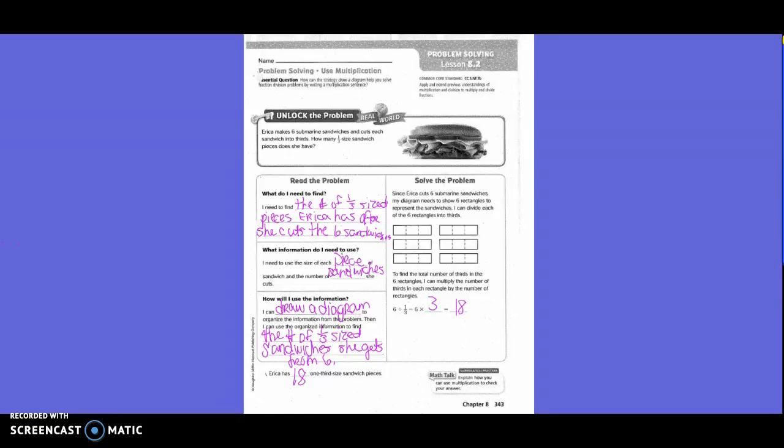Fifth grade, chapter 8, lesson 2. Problem solving uses multiplication. Unlock the problem. Erica makes 6 submarine sandwiches and cuts each sandwich into thirds. How many 1/3 size sandwich pieces does she have?